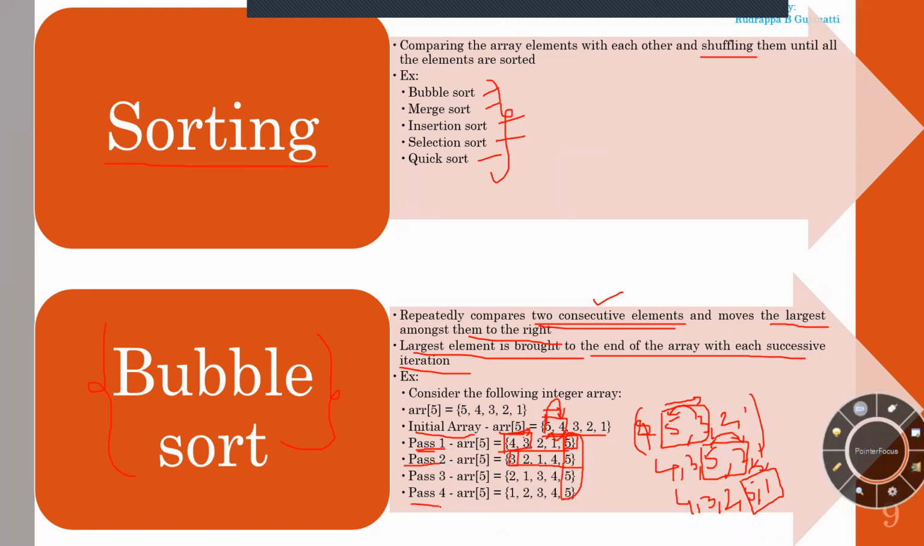In this case, up to the fourth pass, you perform this, and in 4 passes you will be able to sort this 5-element array. So if there are n elements present in an array, you require around n minus 1 passes to sort the array elements. So you require that condition over here.